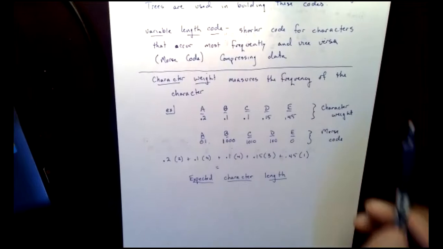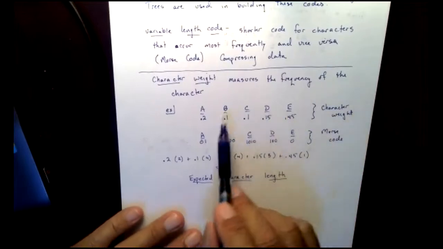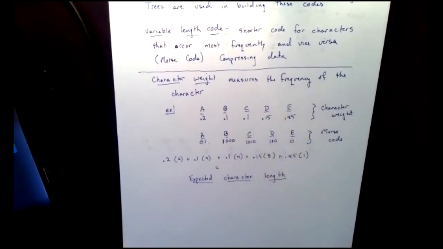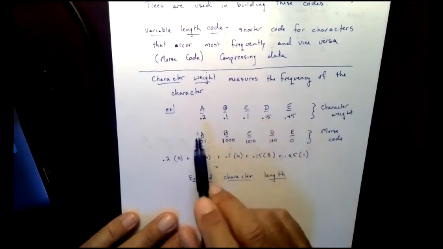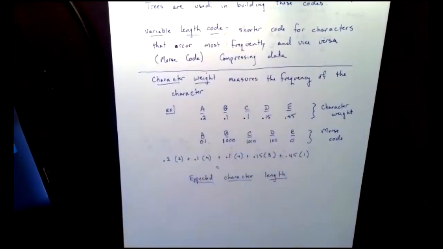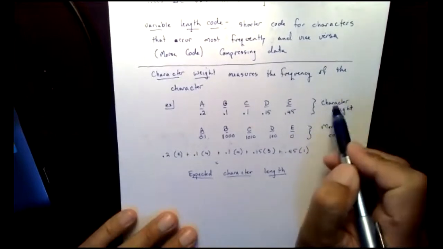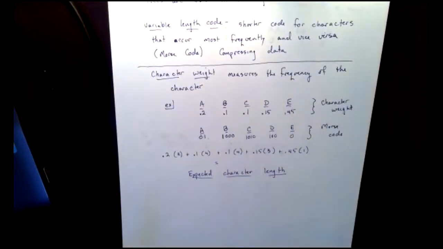And I'm saying in the language that I created, E is going to come up 45% of the time. D is going to come up 15% of the time. A is 20% of the time. And so I'm going to have a character weight, and that's going to be based off that frequency.